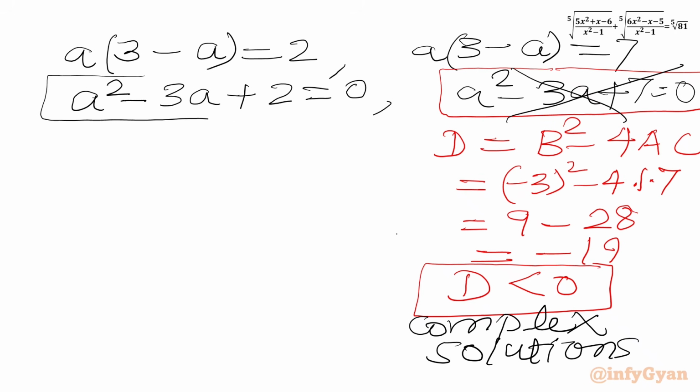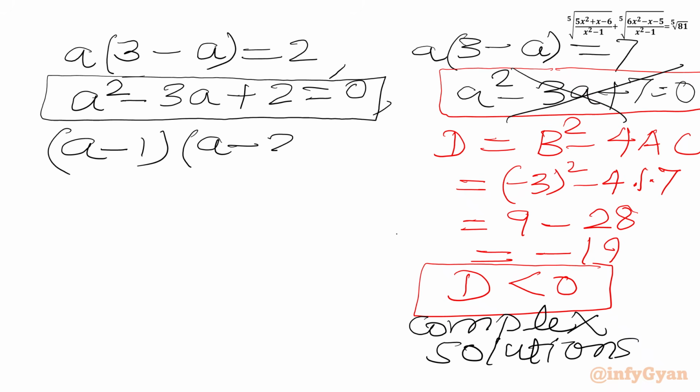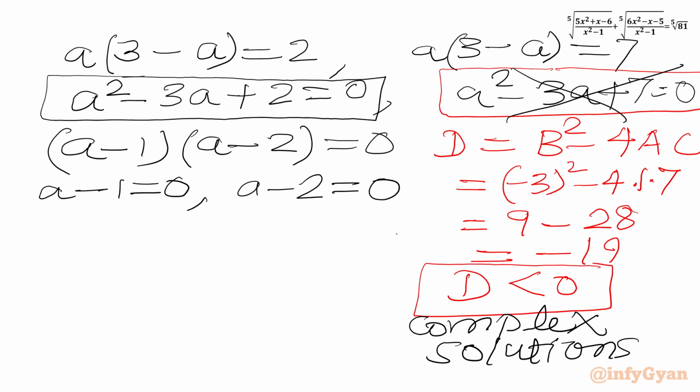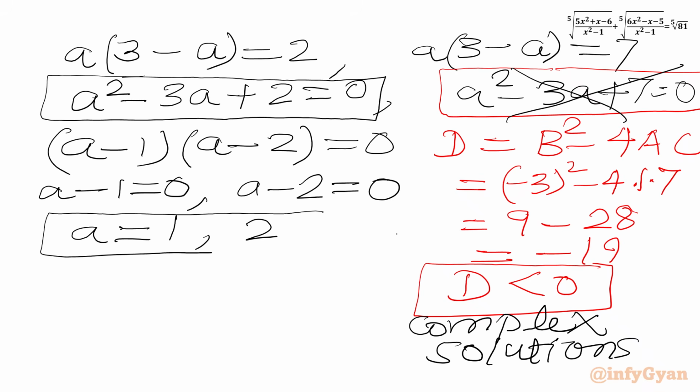Now we have a² − 3a + 2 = 0, which we can factor easily. (a − 1)(a − 2) = 0. Using the product zero rule, we will write either a − 1 = 0 or a − 2 = 0. So from here we are going to write a = 1. From the second equation, we will get a = 2. Now a is our substitution. I will write here a = 1, a = 2.